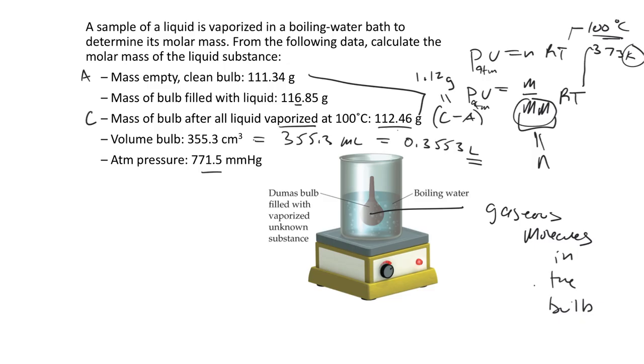So all I need to do is a little cross multiplying. I'll write it over here. My molar mass would be equal to MRT divided by PV. I'm just doing the math over here, cross multiplying molar mass over to the left side and then dividing both sides by PV.